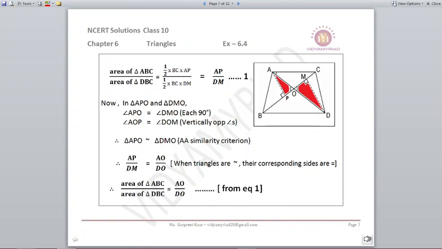So we can say that area of triangle ABC upon area of triangle DBC will be equal to AO upon DO. From where do I get this? From equation 1, because I have already shown that the area ratio is equal to AP upon DM, and we have proved that AP upon DM is equal to AO upon DO. So we can just substitute it, and hence we have proved that area of triangle ABC upon area of triangle DBC is equal to AO upon DO.